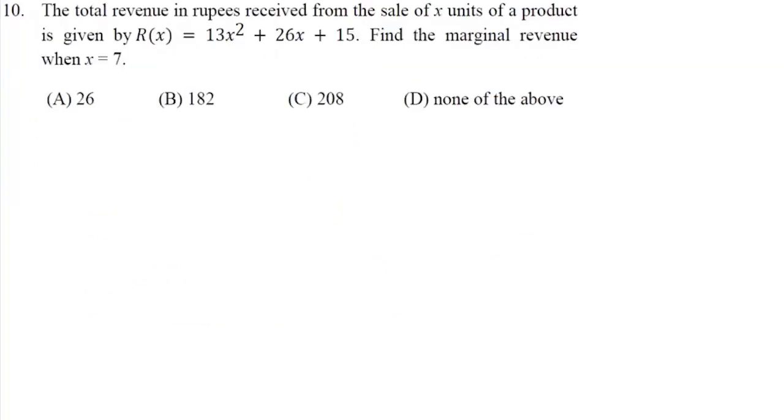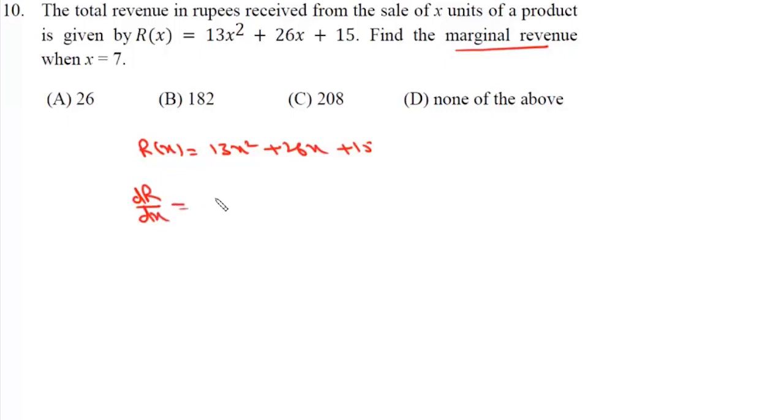Now in question number 10, we are given this revenue function, which is R as a function of x, and it will be 13x square plus 26x plus 15. And we need to find the marginal revenue when x is 7. Now we know that marginal revenue is dR by dx.